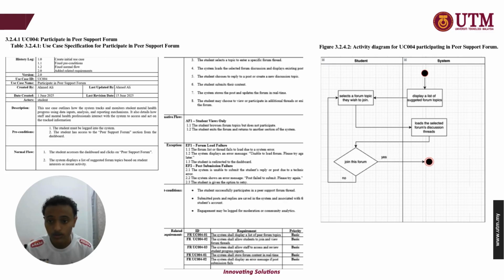It also details how staff and mental health professionals interact with the system to access and act on tracked information. So first, the system will display the list of suggested forum topics. After that, the student will select the forum topic they wish to join, and the system will load the selected forum and its decision thread. Then the student decides whether he wants to join the forum or not. If he wants to join, the system will finish the process. If not, the student will select another forum topic.